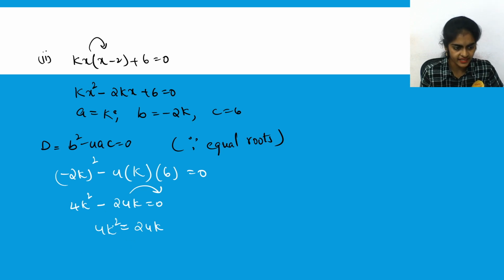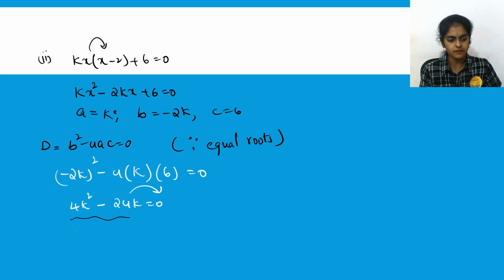Now I can take the k terms together. Here itself we can take 4k common. Have a look here. From these two terms I can take 4k common. So here what is remaining? Only k will remain, and here you will have 4 sixes are 24. So now I can equate 4k to 0, or I can equate k minus 6 to 0.